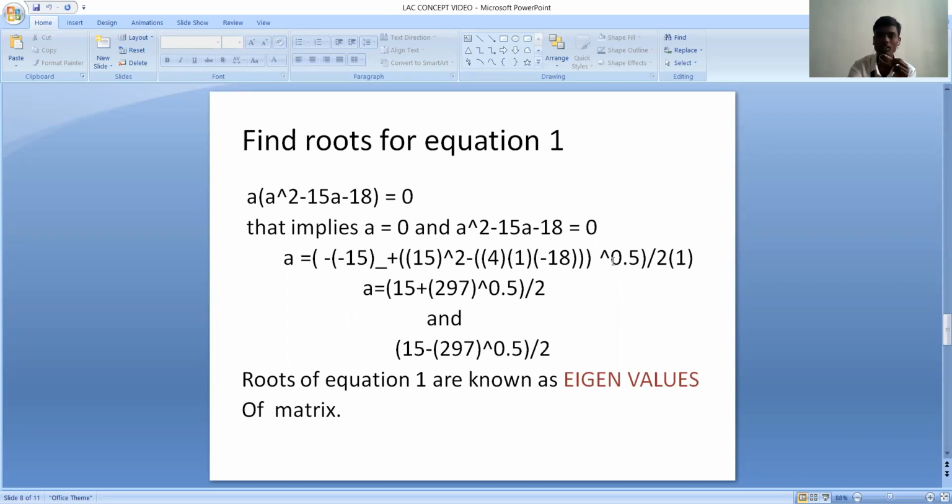And this is root, the whole divided by 2 into 1. A means 1, which is the coefficient of a square. Since it is a quadratic equation, we get two roots that are 15 plus root 297 by 2 and 15 minus root 297 by 2. Means we got three eigenvalues for the 3 by 3 matrix. They are 0, 15 plus root 297 by 2 and 15 minus root 297 by 2. These are known as the eigenvalues of the matrix which we have taken.